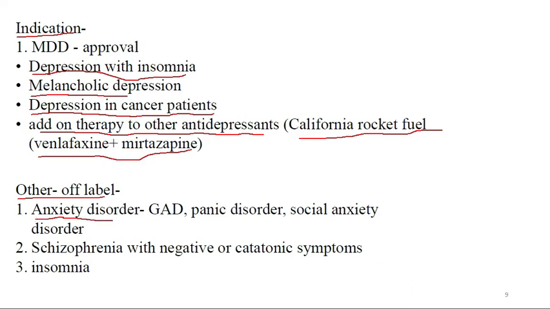Mirtazapine can be used in the anxiety disorders like GAD, panic disorder, social anxiety disorder. Mirtazapine can also be used in schizophrenia, especially with the negative or catatonic symptoms. Mirtazapine also can be used in patients having the insomnia. But remember, these are the off-label uses of the mirtazapine. That is, mirtazapine has not been approved for these indications.